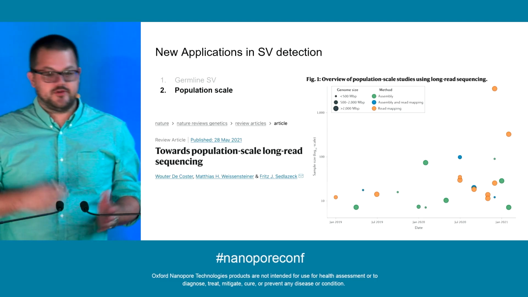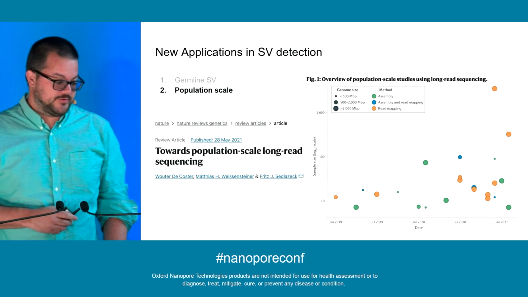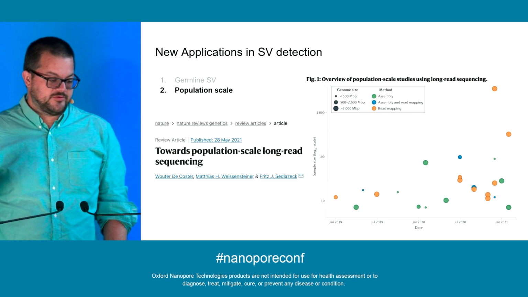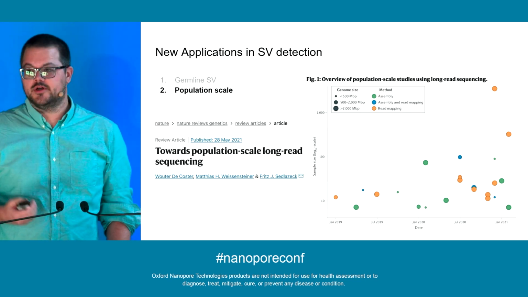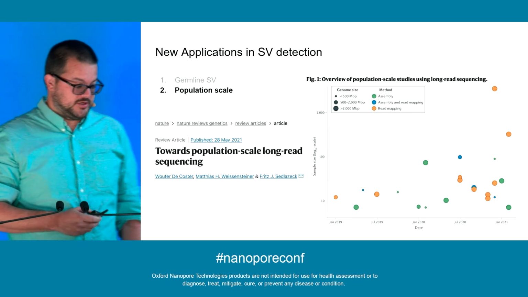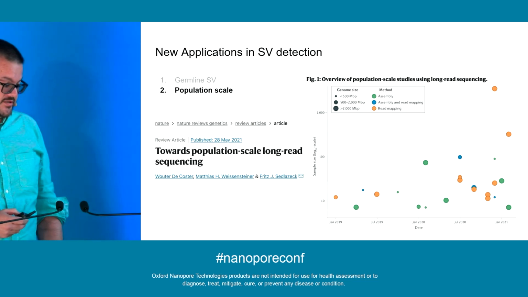The things I wanted to talk to you about today a little bit more are the population scale, and then later on the somatic structural variant part, which I think is sometimes overlooked, and therefore there is a lot of power to identify new biology here, or even in clinical spaces.